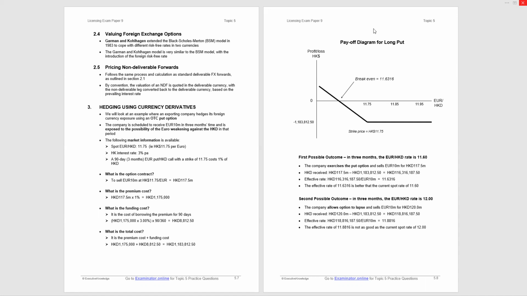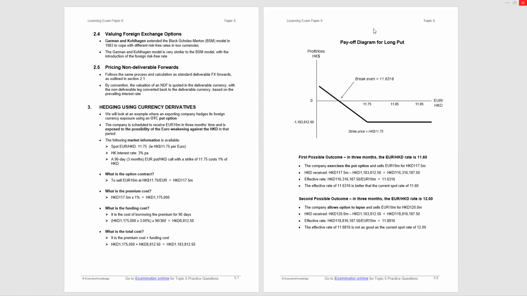What is the option contract we're involved in? We're going to sell 10 million euros at 11.75 Hong Kong dollars to the euro. And that will give us 117.5 million Hong Kong dollars. Now, the premium will be 1% of that 117.5 million, giving us a 1,175,000 Hong Kong dollar premium.